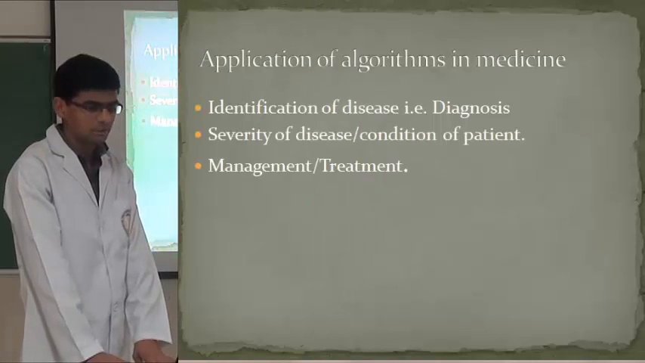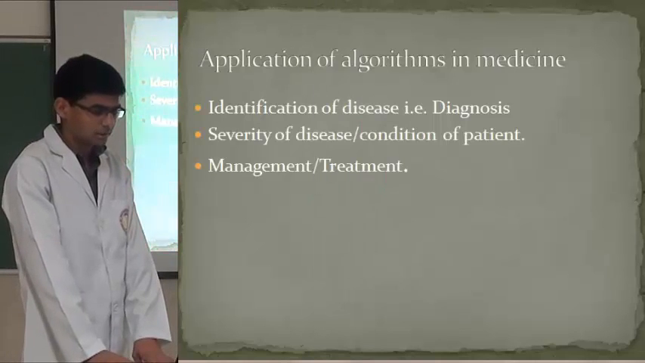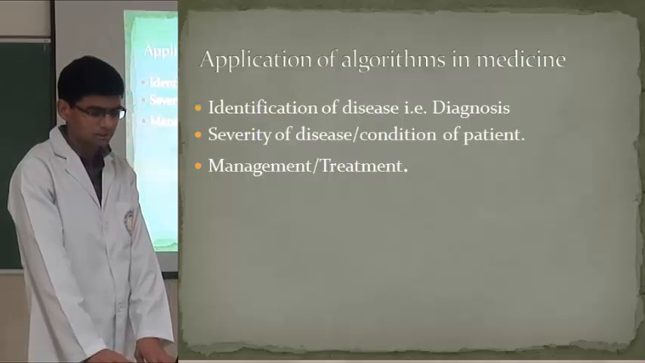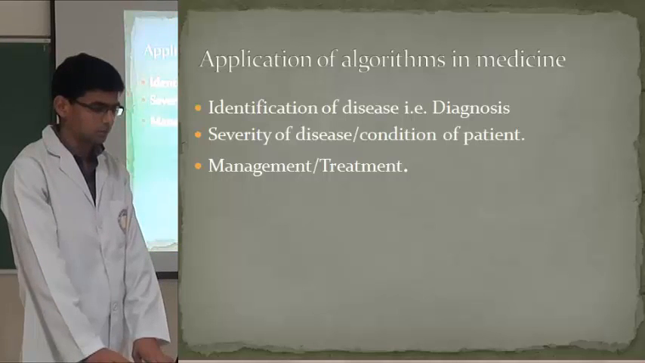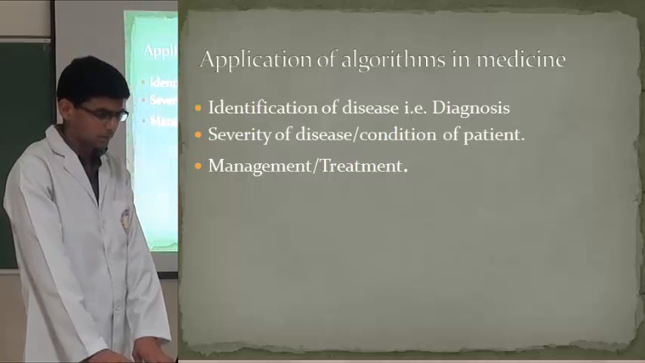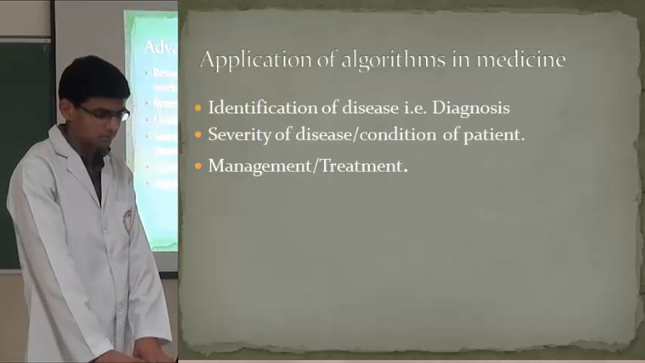Then what is the application of the algorithm in the medicine? First and most important is the identification of the diseases, that it helps in making the diagnosis. Second is the severity of the disease and condition of the patient. And third is the management and the treatment.